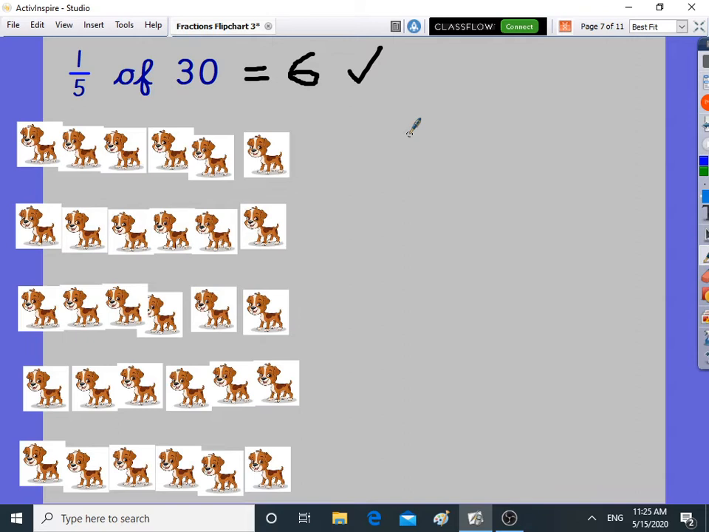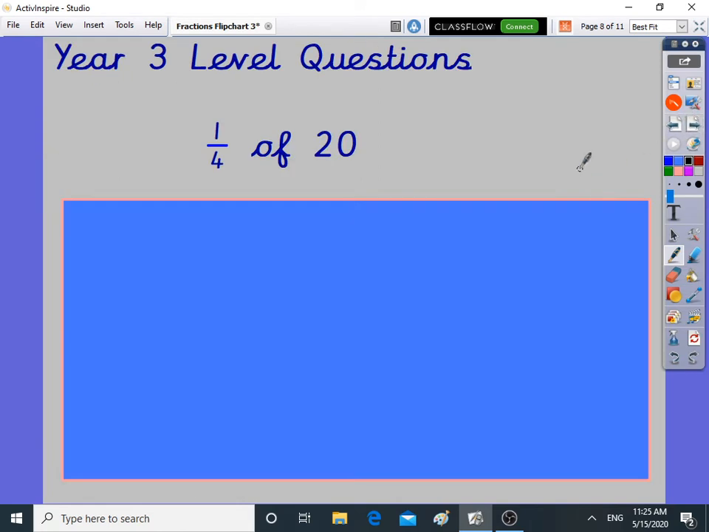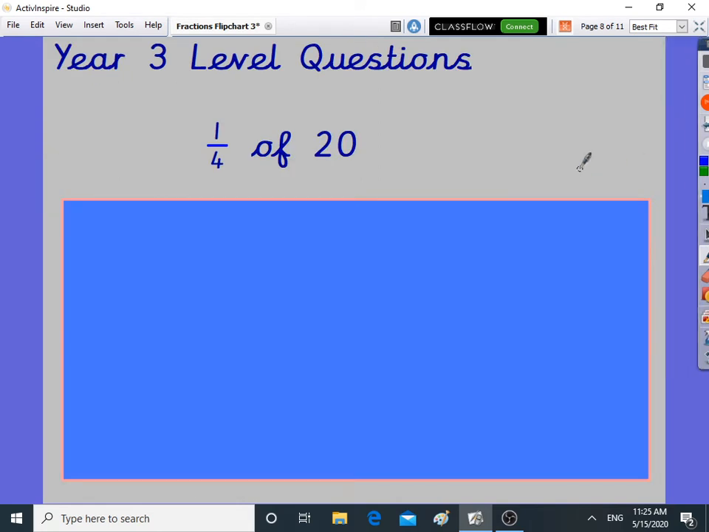I quite like sharing all the pictures out for year 3 and year 4. I want you to see what is going on when we're doing fractions of quantity. But now that you know what's going on, we can just sing our way to every answer. So we'll do some year 3 level questions first. I would advise year 4s to do this anyway. Year 4 level questions are coming up soon.